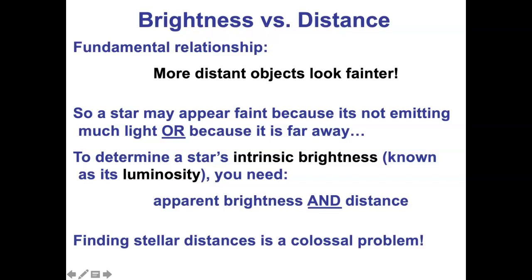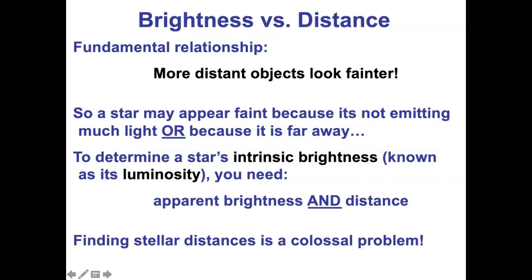But we can't just be content to say how bright stars appear from here on Earth. We want to know real properties of stars. We want to know what the intrinsic properties of stars are, like brightness. And so one of the ways to measure the intrinsic brightness, the real actual brightness of a star, is what's called luminosity. Luminosity is a measure of how much light the star is actually emitting.